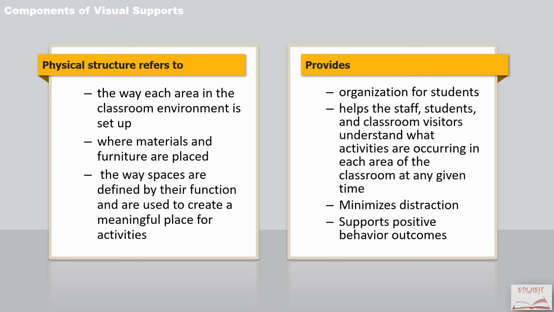Furniture and material are used to provide boundaries and help to define what activities will take place in each area. Physical structure provides increased organization for students and helps everyone to understand what activities are occurring in each area of the classroom at any given time. A well-designed classroom environment also helps to minimize distractions and support positive behavior outcomes for students.